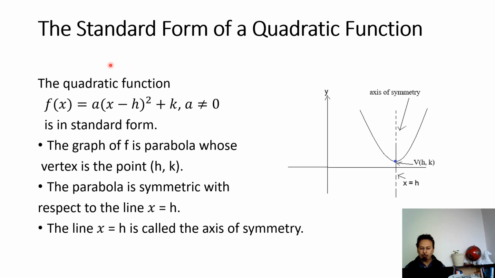Standard form of a quadratic function. The quadratic function f of x equals a times x minus h squared plus k, where a is not equal to 0, is in standard form. The graph of f of x is a parabola whose vertex is the point h, k. The parabola is symmetric with respect to the line x equals h, and the line x equals h is called the axis of symmetry.